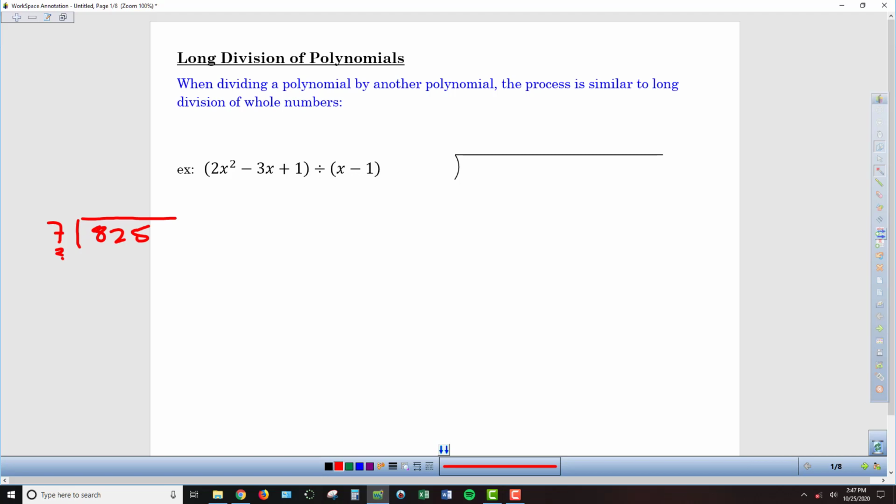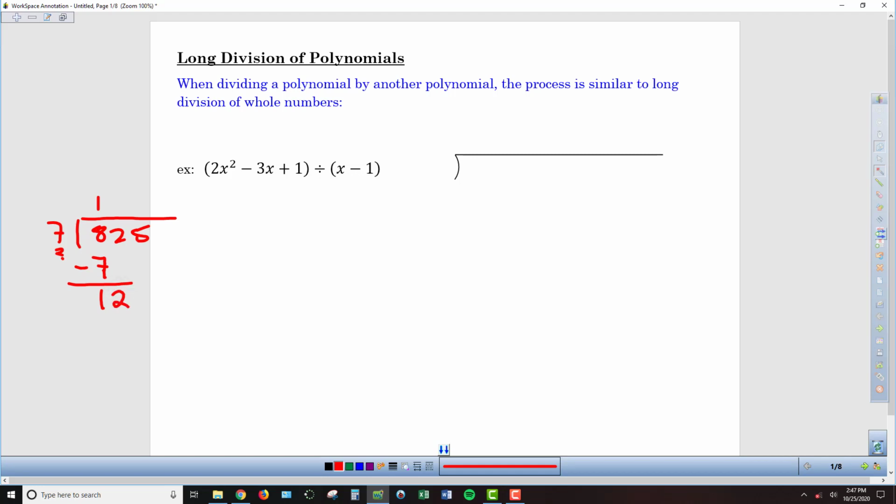that I see there, 8? We know that it goes in once. So then I put a 1 up top. Then I multiply. 1 times 7 gives me 7. I write that down here. And then we subtract. 8 minus 7, we get 1. And then at this point we would bring down the next number. So I bring down the 2.